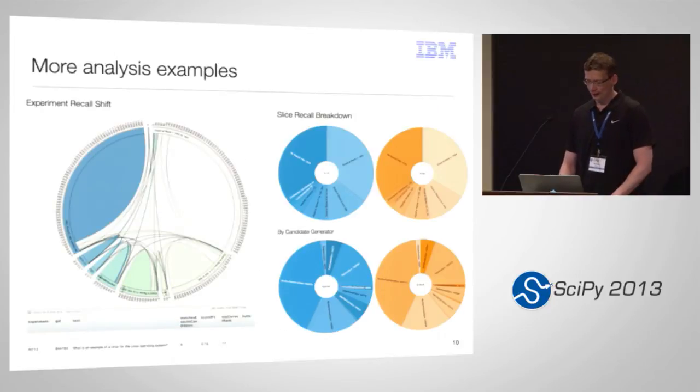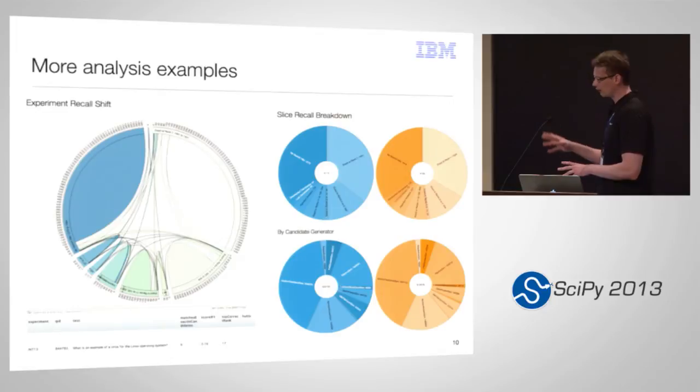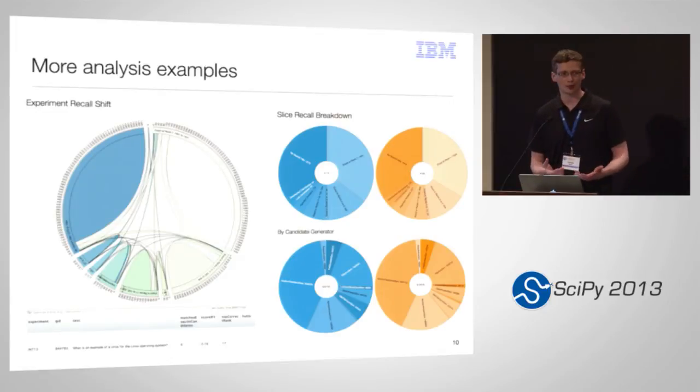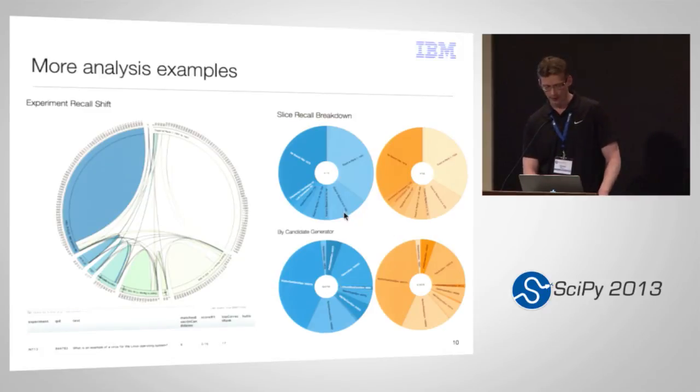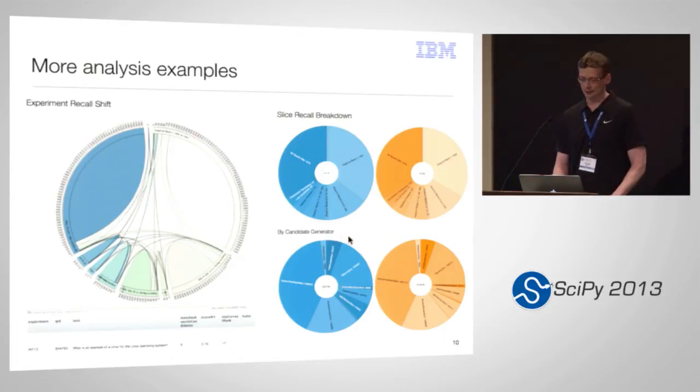Here are a few more examples, and again, you probably can't read everything, just to give you a general idea of the type of graphs that we wanted to create and the type of analysis that we wanted to do. So if you look here on the right-hand side, we have simple pie charts that compare one experiment in blue with another experiment in orange. This one, for example, shows how many answers came from a certain candidate generator. And that can give you insight into what candidate generator is doing really well for a certain set of questions, and it helps you to understand the system better.